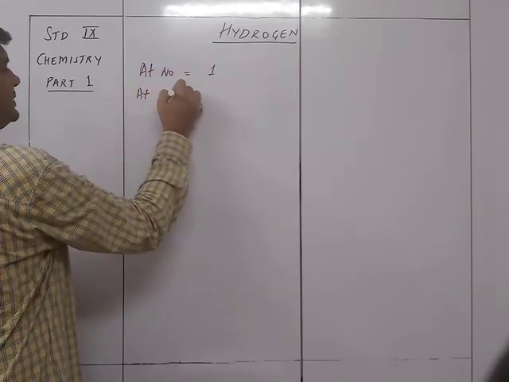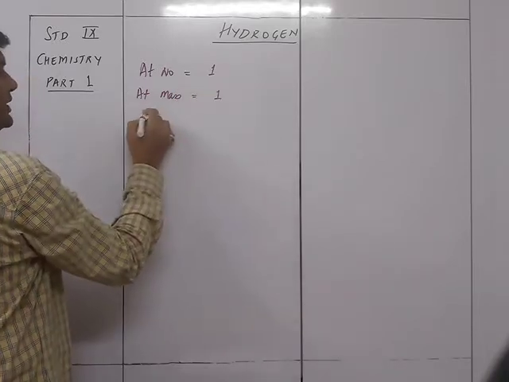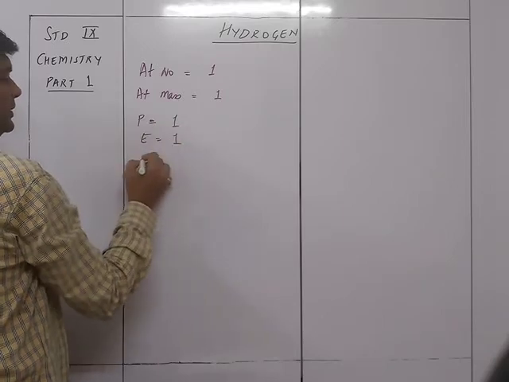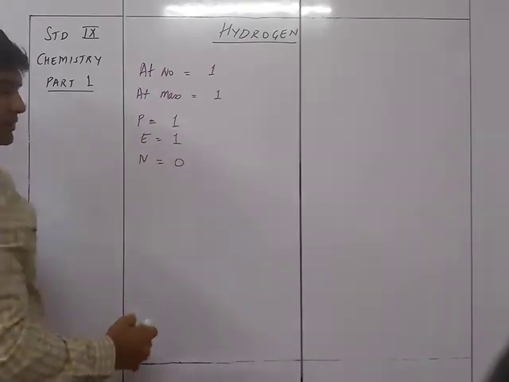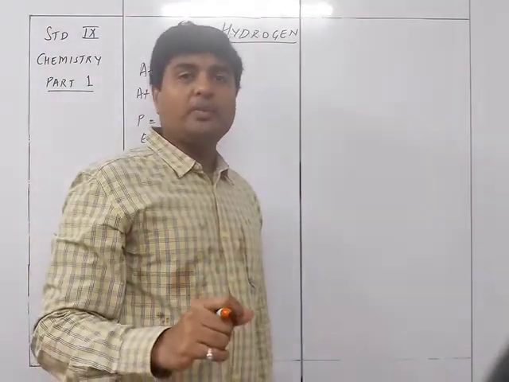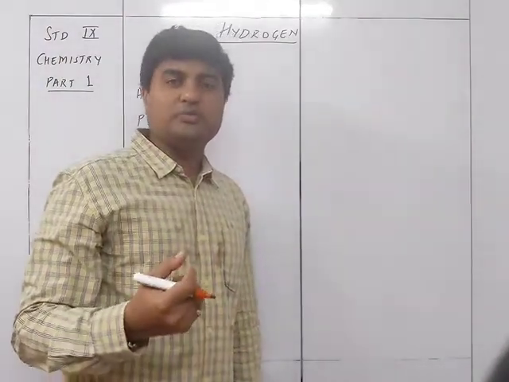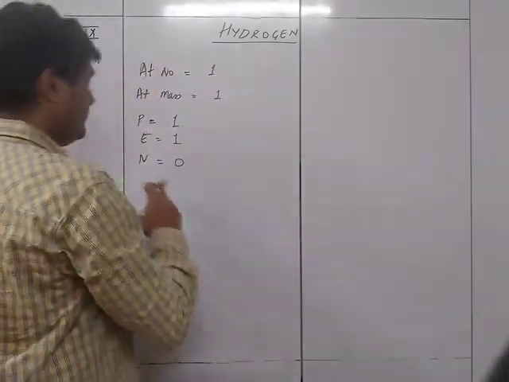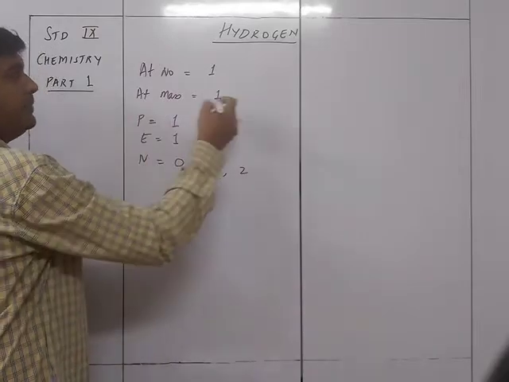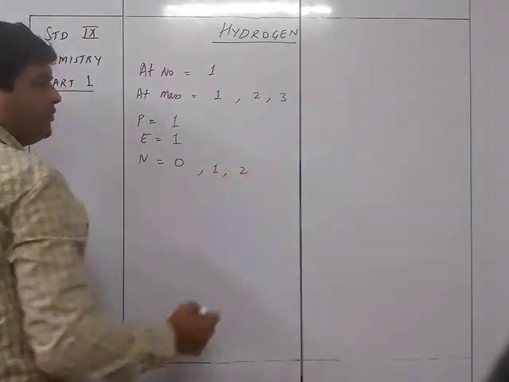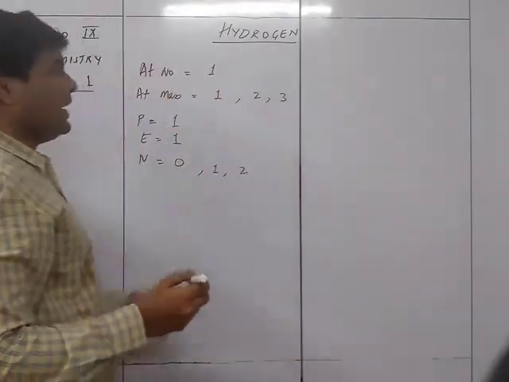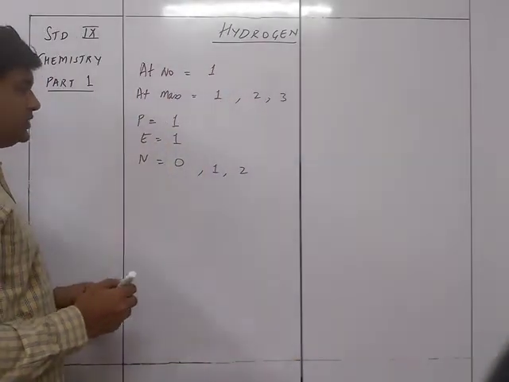Atomic mass is also 1, so therefore the protons are 1, electrons are 1, neutrons are 0. Now of course this is only when we are talking about hydrogen, not the isotopes of hydrogen. We know there are 3 isotopes of hydrogen, in which one has got 0 neutrons, another has got 1, another has got 2. Accordingly the mass will be 1, 2 or 3 for protium, deuterium or tritium. So these are the 3 isotopes of hydrogen.